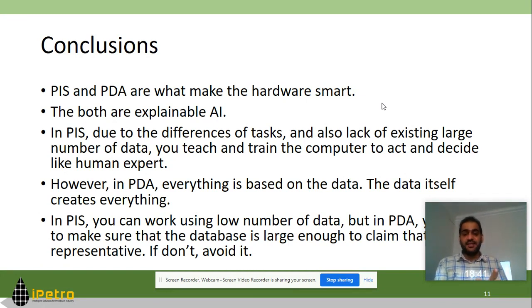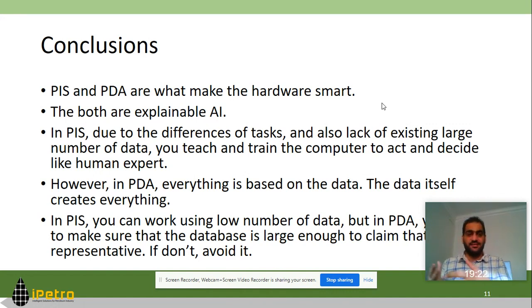However, in PDA, everything is based on the data. The data itself creates everything. So it has two messages. The first one is that we have to gather and collect a very large database. And the second message is that the database should be correct. I mean, the uncertainty in the data should be low. The data should already be interpreted.